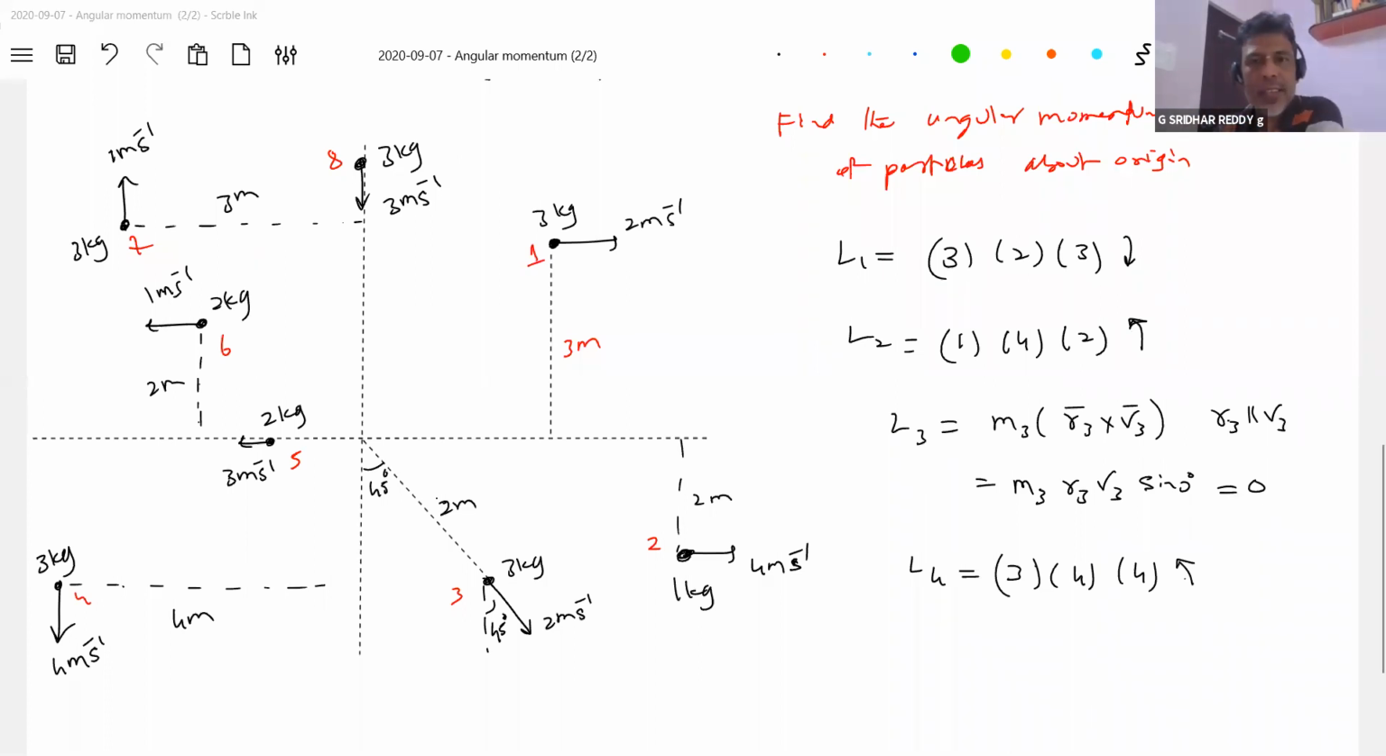How to curl the fingers? How to get the direction? So this is R bar. This is V bar. So curl the fingers from R bar towards V bar. The small finger should be along the 4 meter along the negative x-axis.